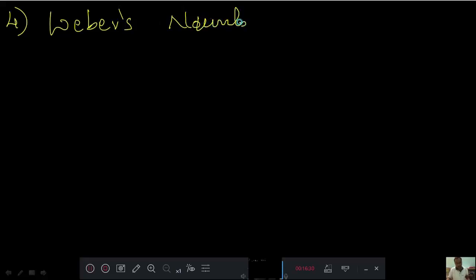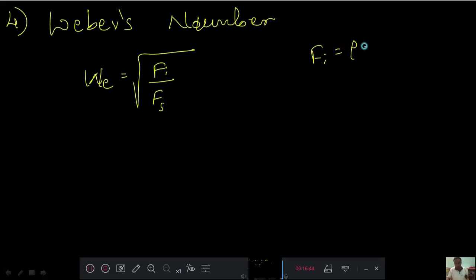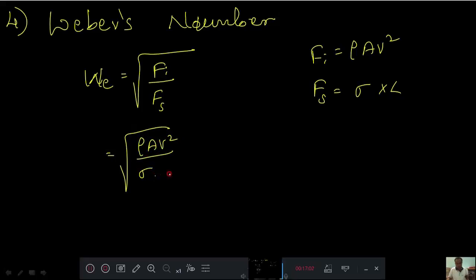And we have a fourth one, that is Weber's number. According to Weber, he defines this number as We, equal to the ratio, under the square root, of inertial force to the surface tension force. This inertial force is already derived, that is rho a into v square, and this surface tension force you can define as surface tension into length. Then we will substitute here, that will be rho a v square divided by surface tension into length.